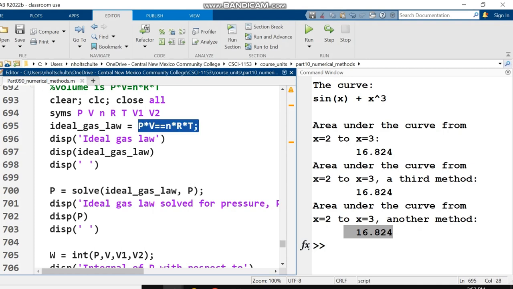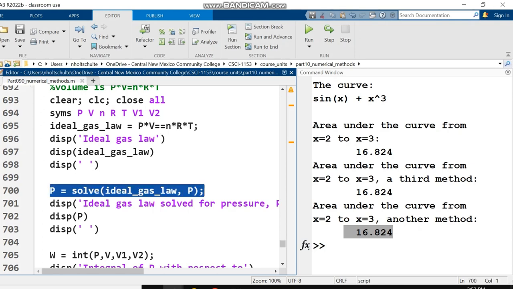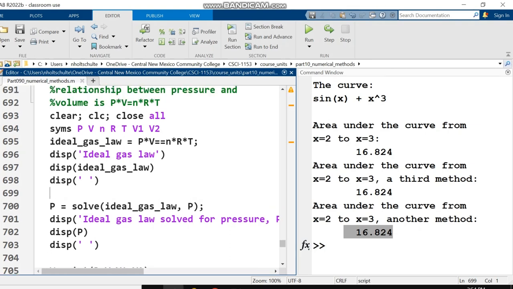Ideal gas law is a variable that I'm using to hold the equation P times V equals N times R times T. And the first thing that I'm going to do is use the solve function to solve that ideal gas law for the variable P. And I'm actually reusing the variable P set equal to that result. So P now contains the symbolic expression of the ideal gas law when it is solved for P. This example is really putting together all the things that we've learned in this symbolics expression, basically this and the previous three videos. I'll go ahead and actually run this section.